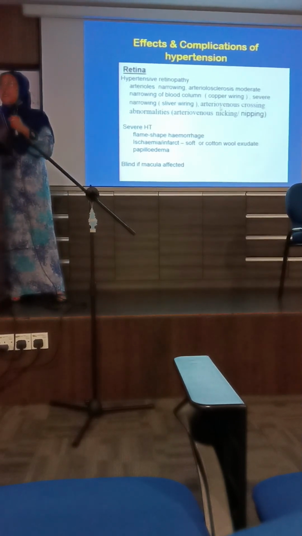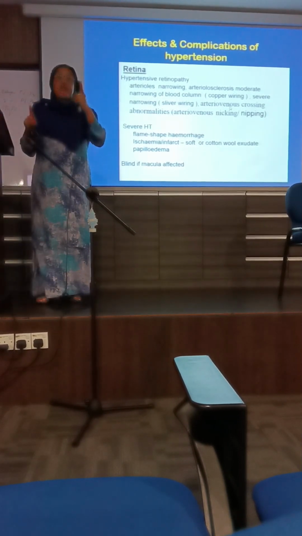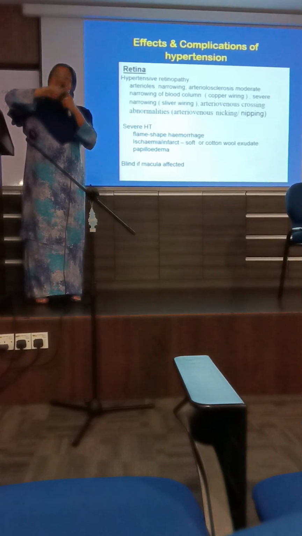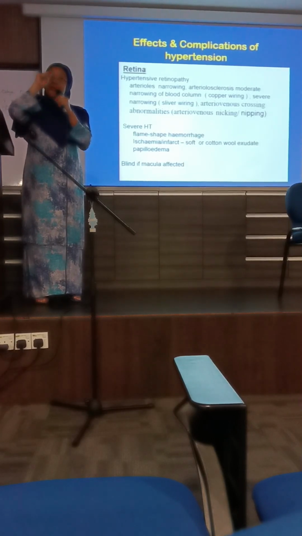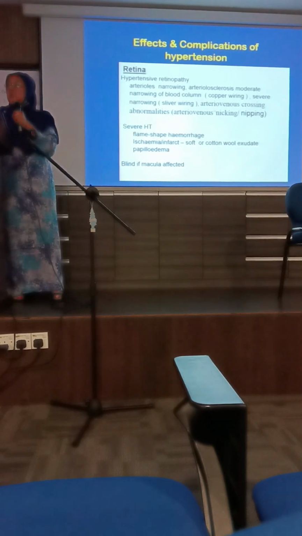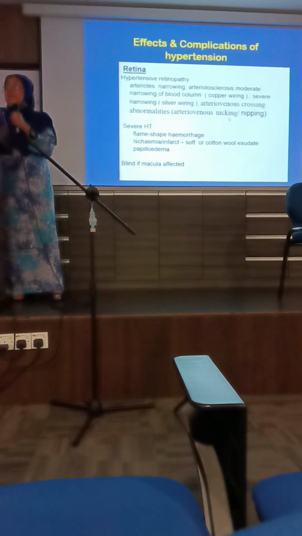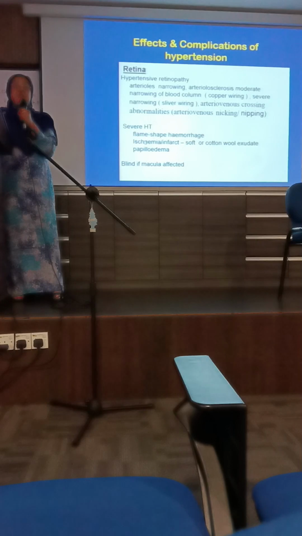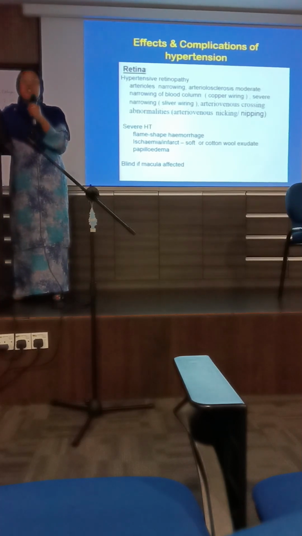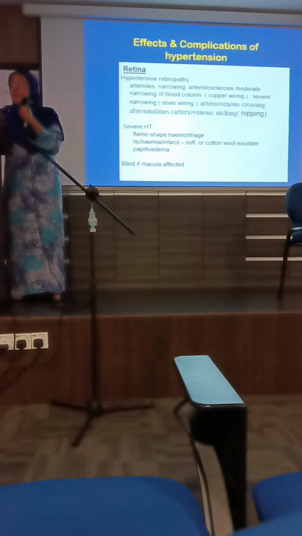So arteriovenous crossing maknanya the arteries cross the vein. Because dia berat, dia tebal, jadi dia memenyekkan the vein. So that you can see. You can use your ophthalmoscope and see. Okay, normal people don't have that. So this is called arteriovenous nicking or nipping. If it is severe, of course, those arteries again, small arteries, capillaries can rupture and lead to hemorrhage.